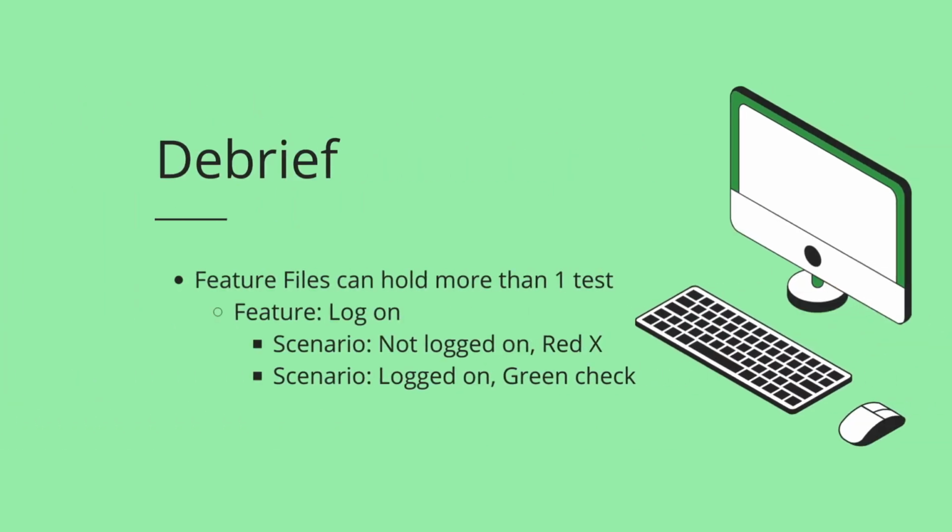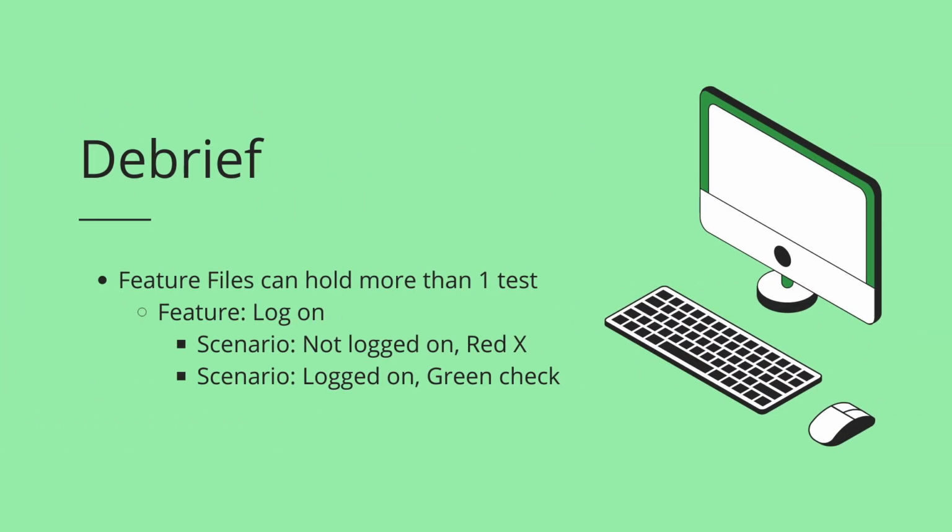Another note is that feature files can hold more than one test. So for example, a feature might be log on, and you need multiple tests to cover that feature. So one test would be the user is not logged on and you see a big red X, whereas when the user is logged on, you get a nice green check mark.